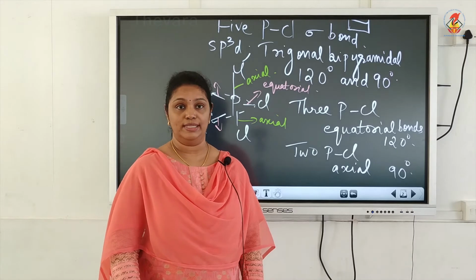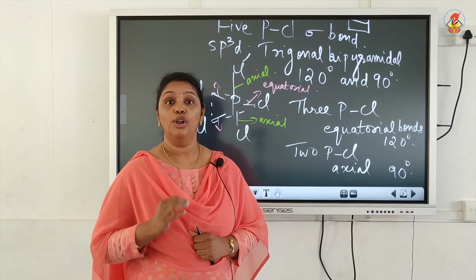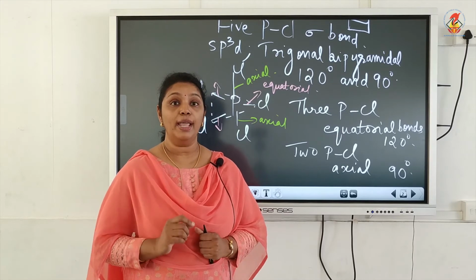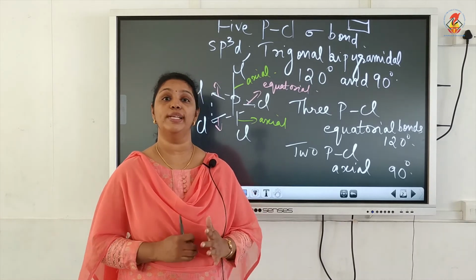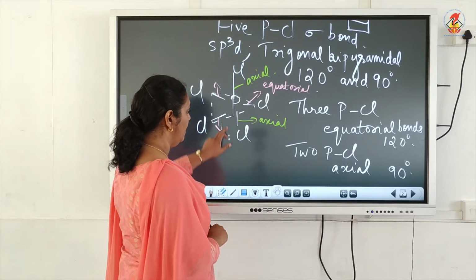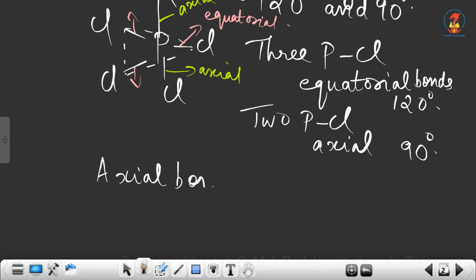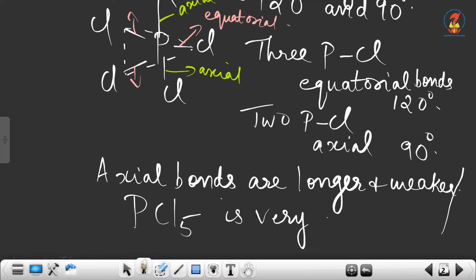Now here comes a question. The question is, why are the axial bonds longer and weaker than equatorial bonds, or why is the PCl5 molecule very reactive? So the answer for both the questions is the same. What is the question? The axial bonds are longer and weaker than equatorial bonds, or why PCl5 is very reactive.